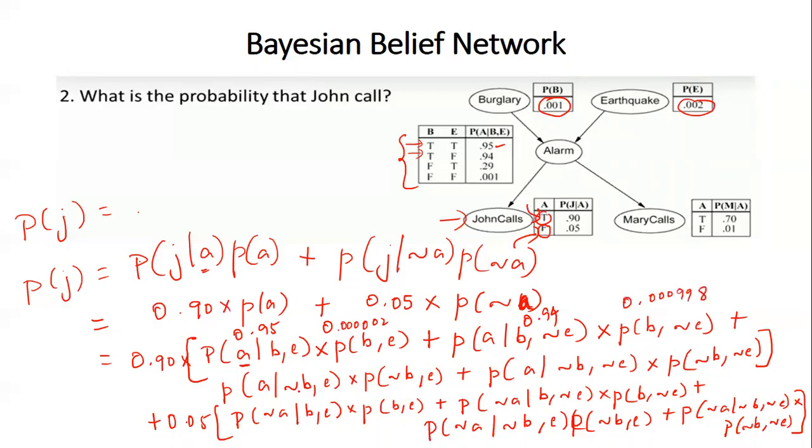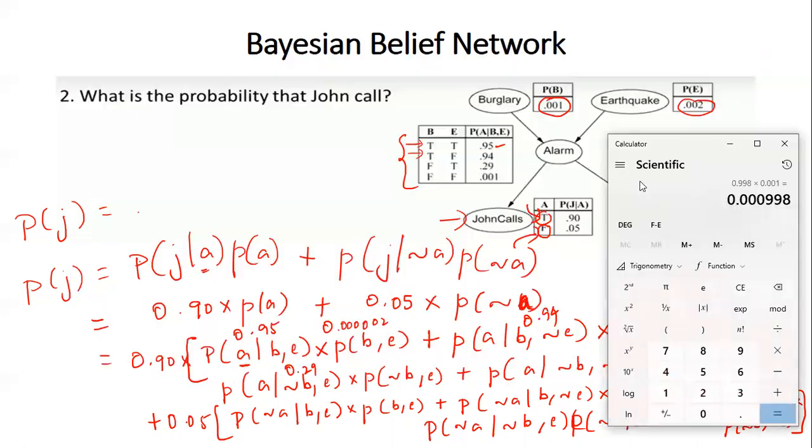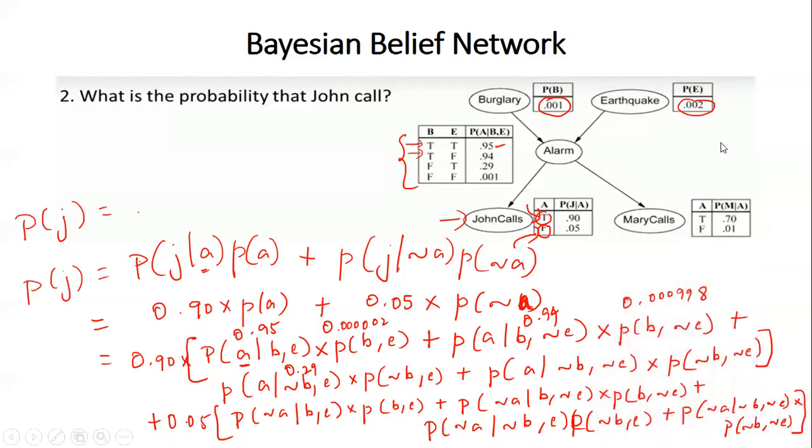Now, similarly, what is the probability of alarm given there is no burglary and earthquake? No burglary and earthquake is 0.29. And what is the probability of not having a burglary and having an earthquake? Not having burglary is 1 minus 0.001, just 0.999, right? 0.999 times 0.002, which is nothing but 0.001998.